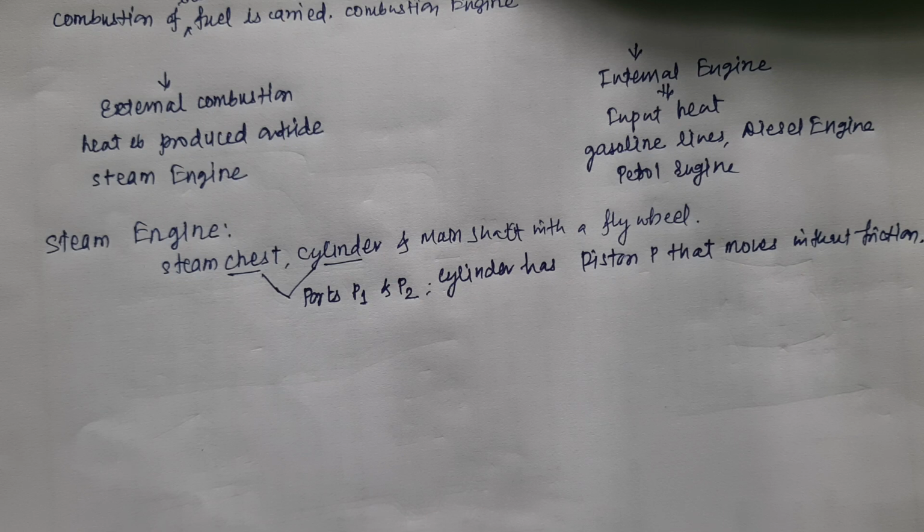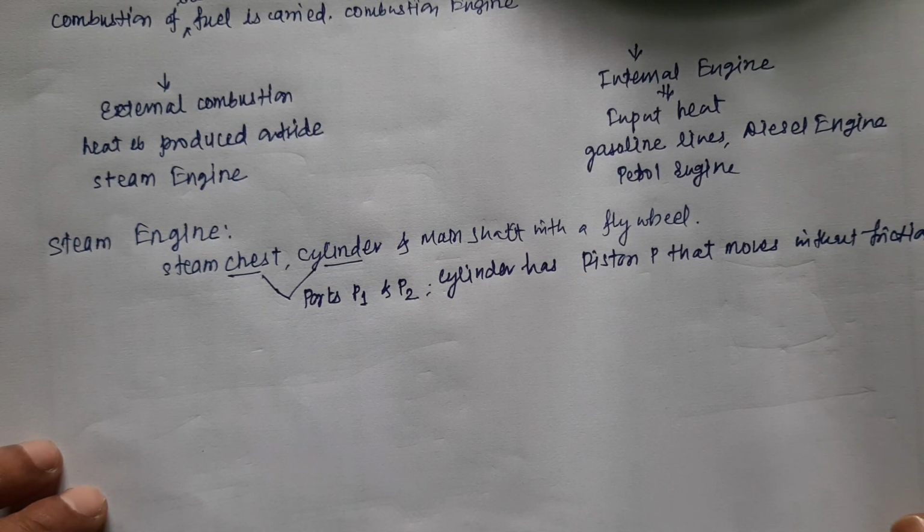First of all, we will see the steam engine. This engine consists of three main parts. One is the steam chest, the second one is the cylinder, and the main shaft with a flywheel. The steam chest and the cylinder are connected by steam ports P1 and P2. Here, the cylinder has a piston P that moves without friction.